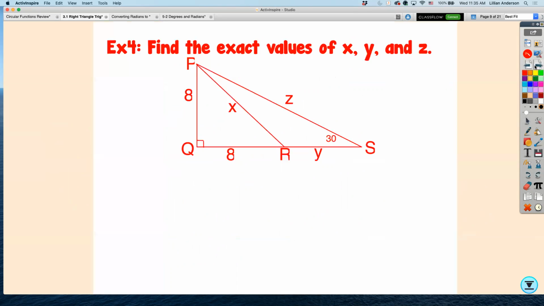So, let's look at this one. We're going to find the exact values of x, y, and z. And then we'll have one more problem, and then we'll be done for the day.